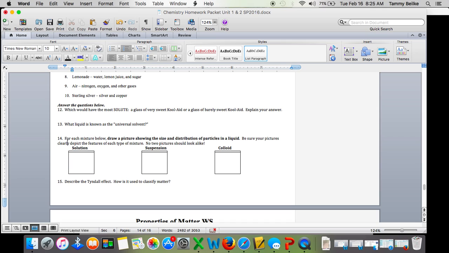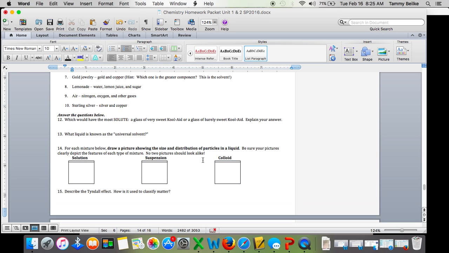Read through them. For number 14, you're going to draw a picture. Make sure that you are very clear with how you're depicting the solution, the suspension, and the colloid.